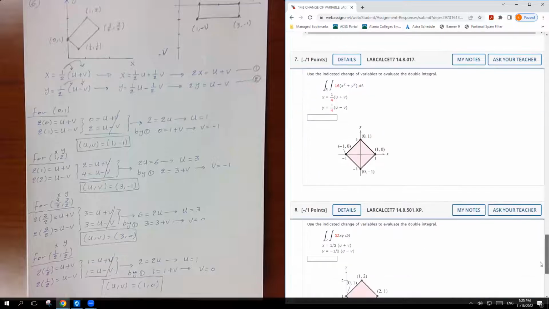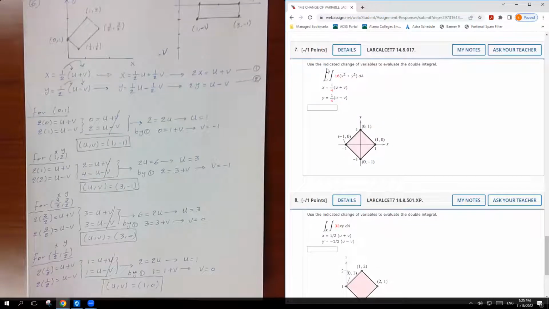Number 7. Use the indicated change of variables to evaluate the double integral. Now we need to find the integral, the double integral of 16x squared plus y squared dA, and here's the x and here's the y. Let's check how we're going to solve this one. So here is the graph.